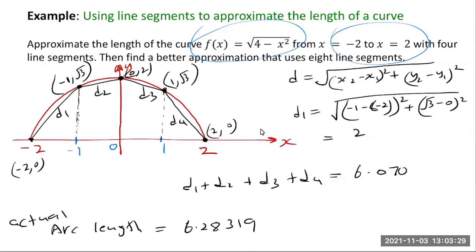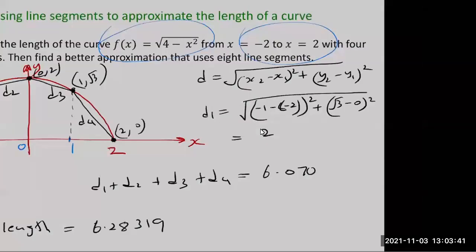Okay, that's how you approximate an arc length. You take a bunch of line segments and take the sum of lengths of those line segments to approximate the arc length. All right, let's move on.